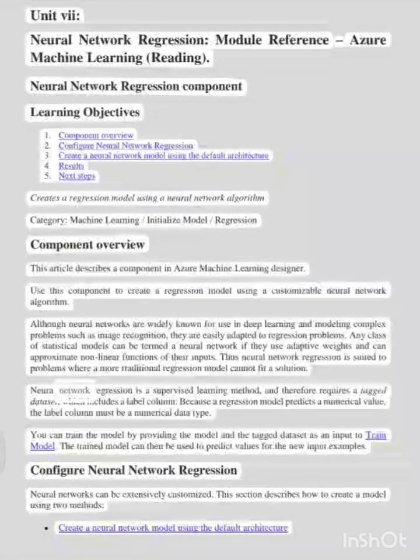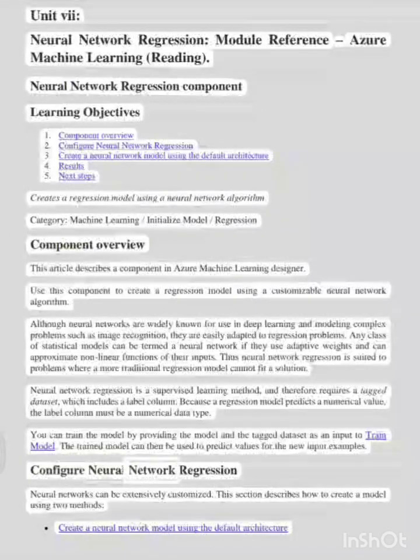Neural network regression is a supervised learning method and therefore requires a tagged dataset, which includes a label column. Because a regression model predicts a numerical value, the label column must be a numerical data type. You can train the model by providing the model and the tagged dataset as an input to Train Model. The trained model can then be used to predict values for the new input examples.